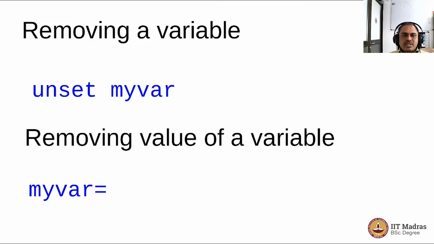To remove a variable, it is quite simple. You could just unset the variable. You could also remove the value of the variable by placing nothing after the equal to sign. You could use the same command as what you would use for creating the variable, where you write like myvar is equal to and then a value. So if you skip the value and press enter, then the value will be null, and that's also one way by which you remove the content of a variable.